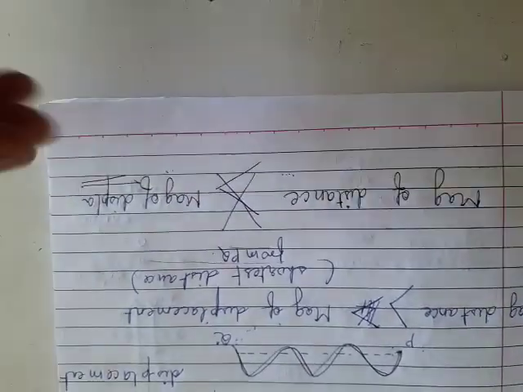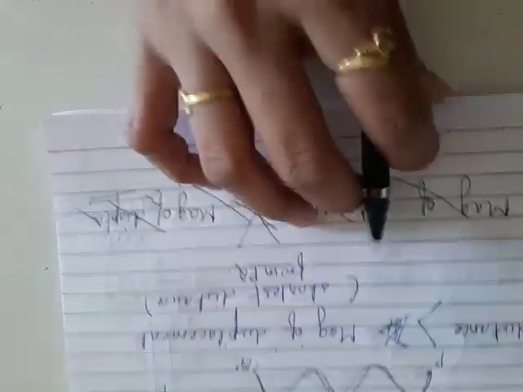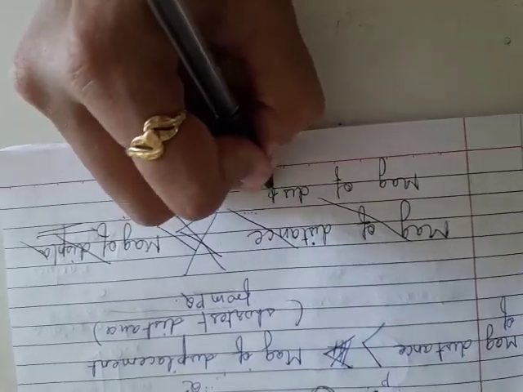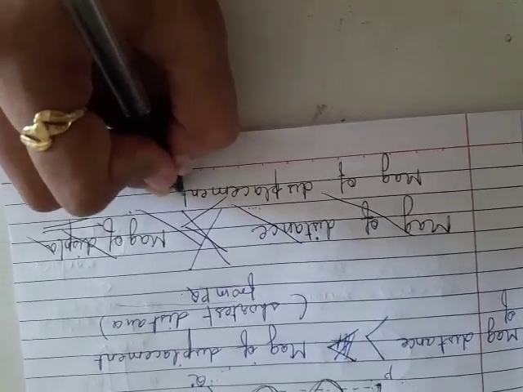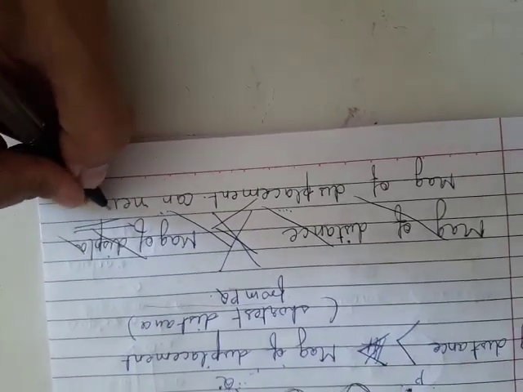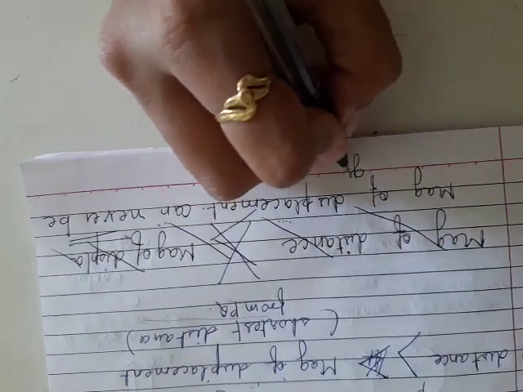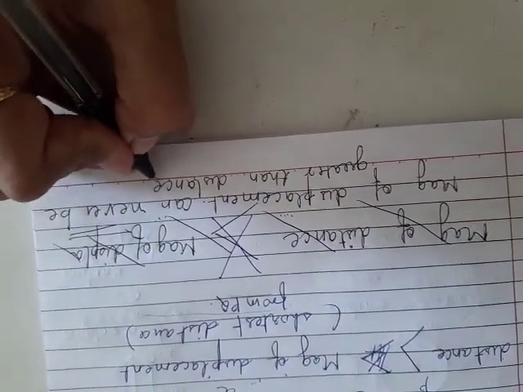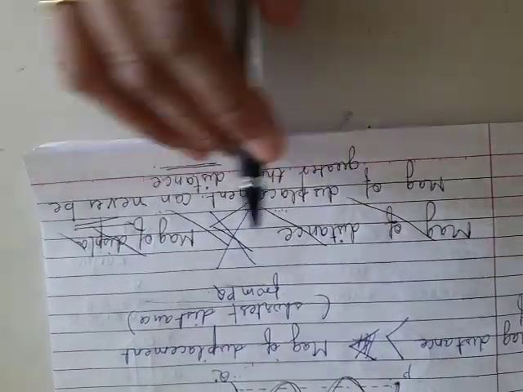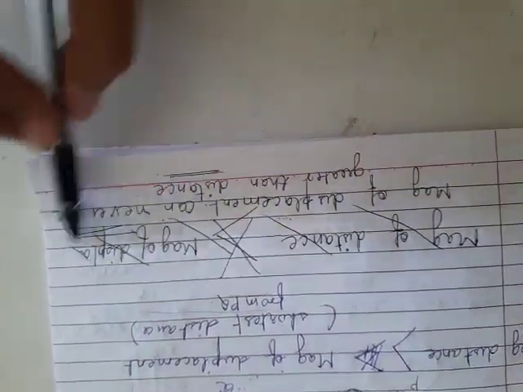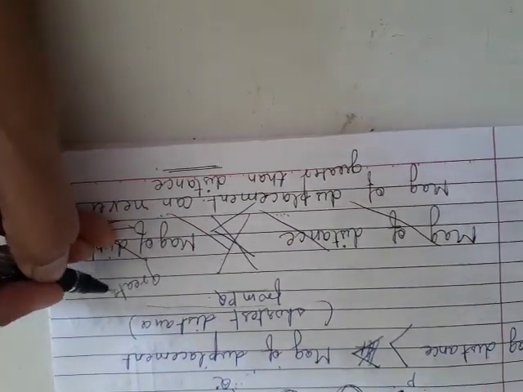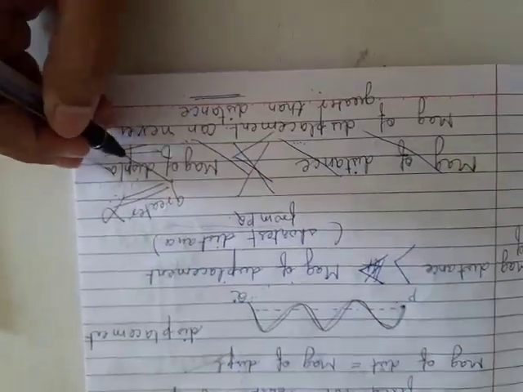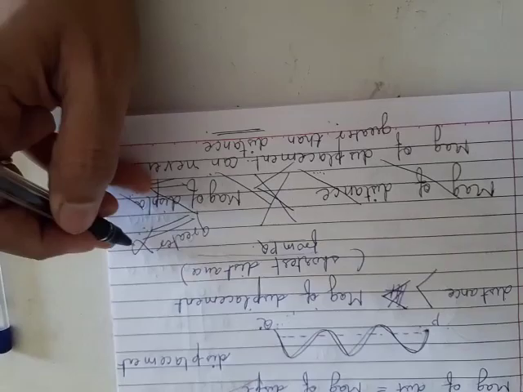Magnitude of displacement is, I'm sorry, sorry for the mistake. Magnitude of displacement can never be greater than distance. Displacement which is there, it can never be greater than distance. I'm sorry, this magnitude of displacement which is there, it can never be greater than distance.